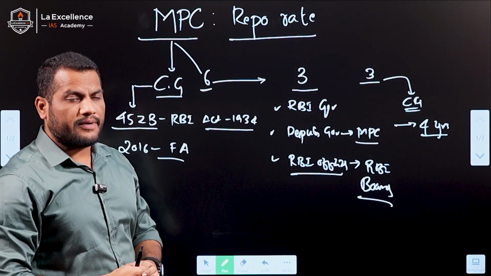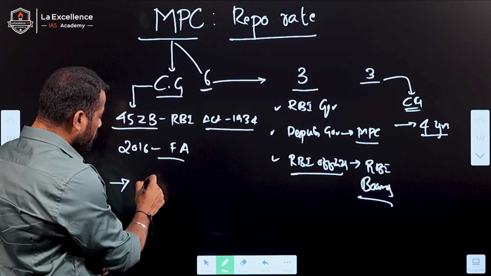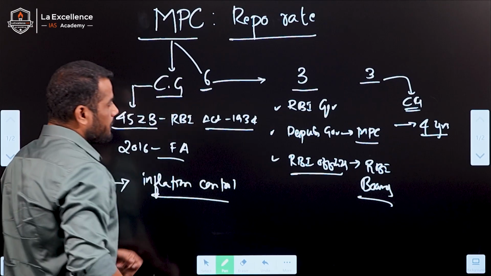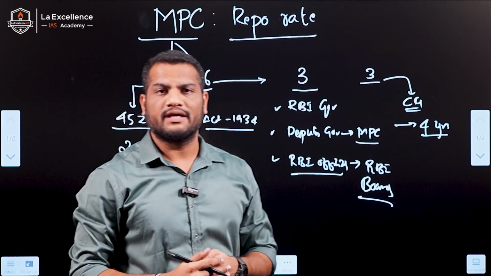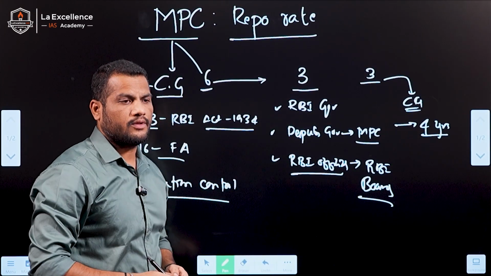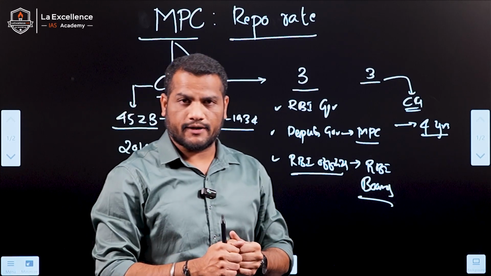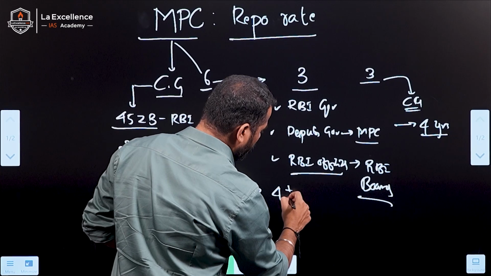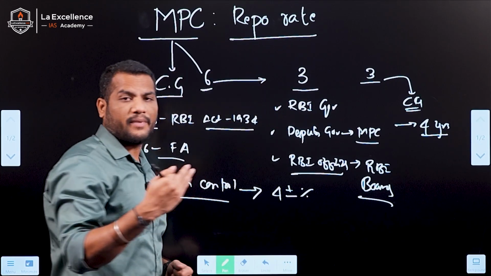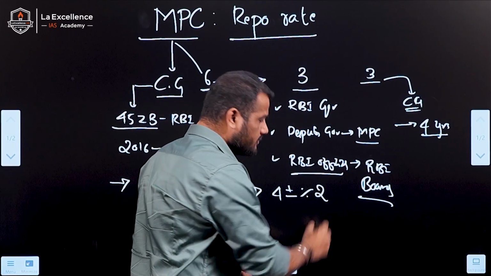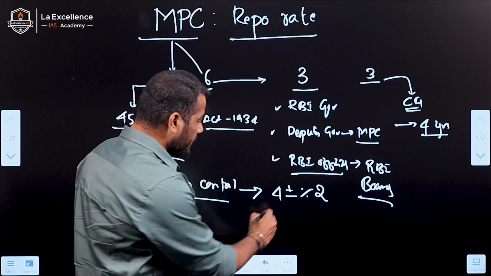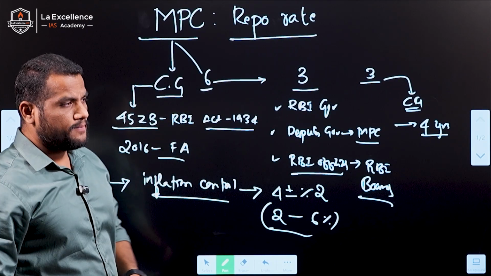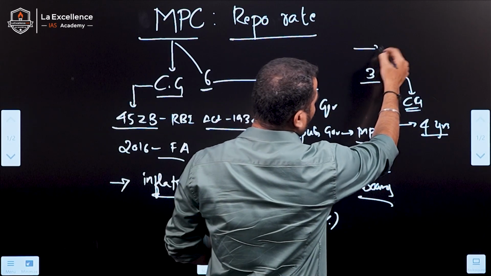This Monetary Policy Committee is entrusted with the responsibility of inflation control. Inflation control means the Monetary Policy Committee changes the policy rate to control inflation in the country. This inflation control will be within the range of 4% plus or minus 2, meaning inflation will be controlled within the range of 2 to 6%. The committee meets 4 times a year.